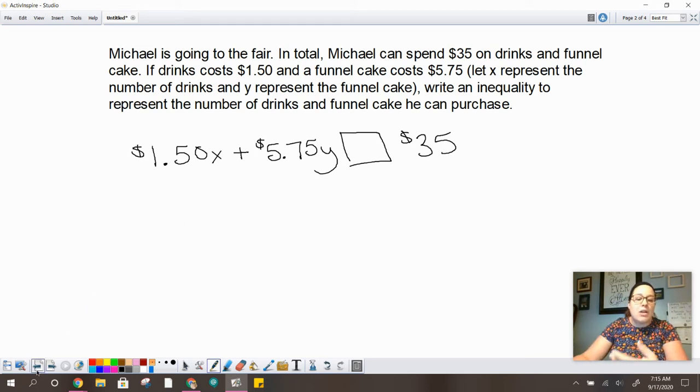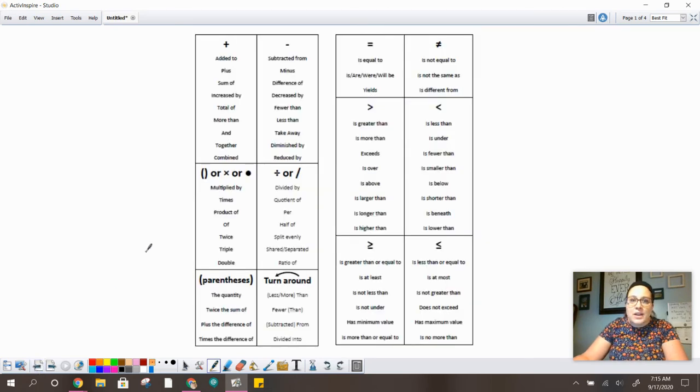So if we want to think about it logically, we can do that, or we can use our reference sheet, which is here. So we're looking for the one where it's like the most money he can spend is $35. And I can see right here on my sheet that "is at most" is here. Okay, so this cheat sheet, I should say, works when the variables are on the left. So make sure your variables are on the left, or else this cheat sheet is not going to be helpful.